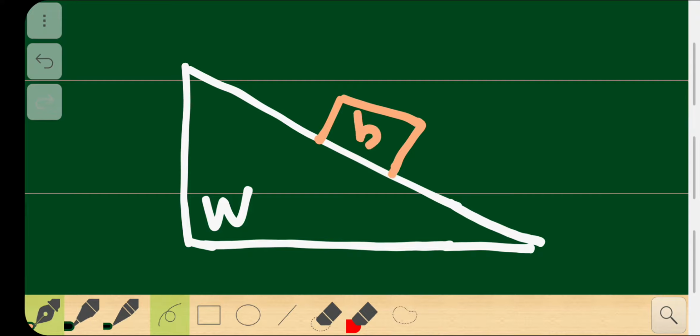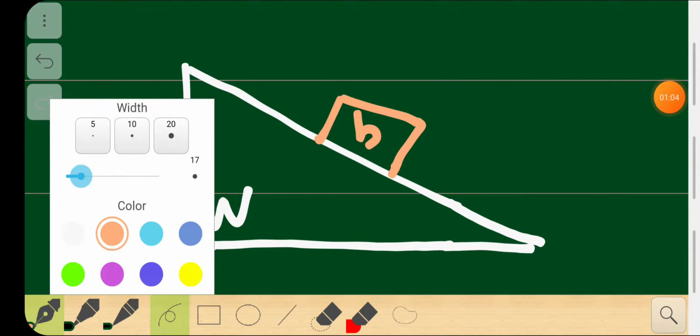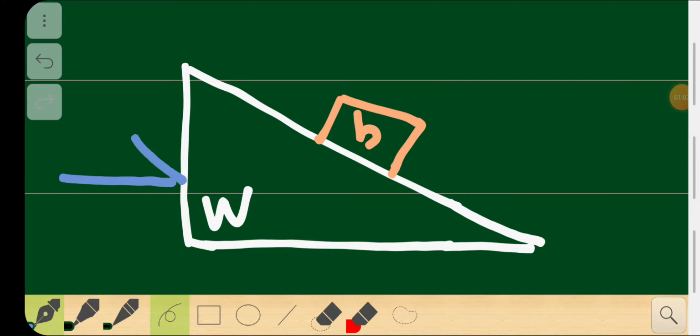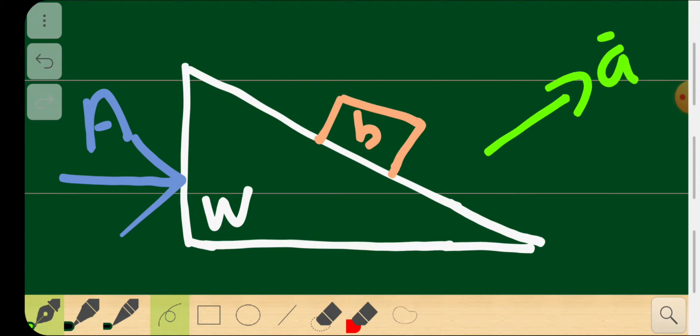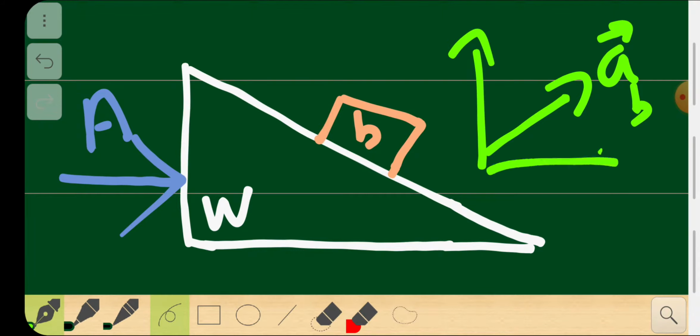Now what I'm going to do is push this with some acceleration. I'm going to give some acceleration A to this wedge. If the wedge is pushed, then this box is about to move, and this box will have some acceleration of its own. So what will be the acceleration of the box? It will be some kind of a vector, the acceleration of the box, so it will have an x component and a y component: a_x of box and a_y of box, two components.